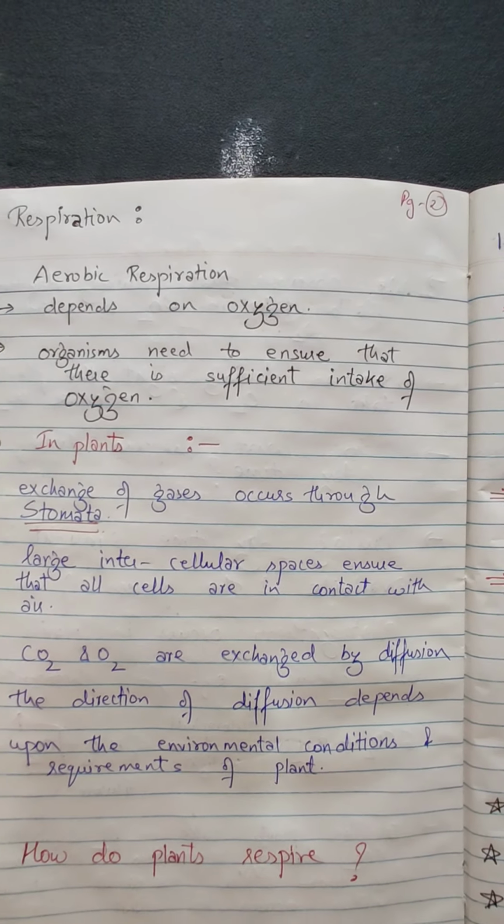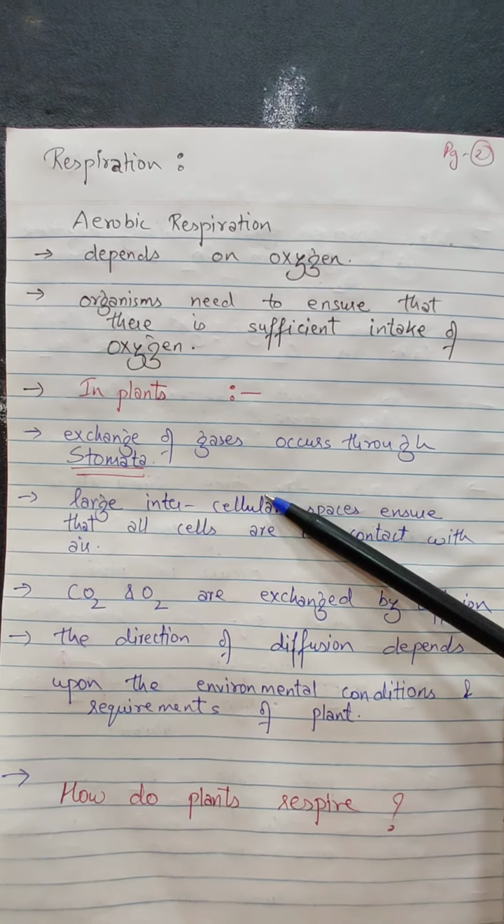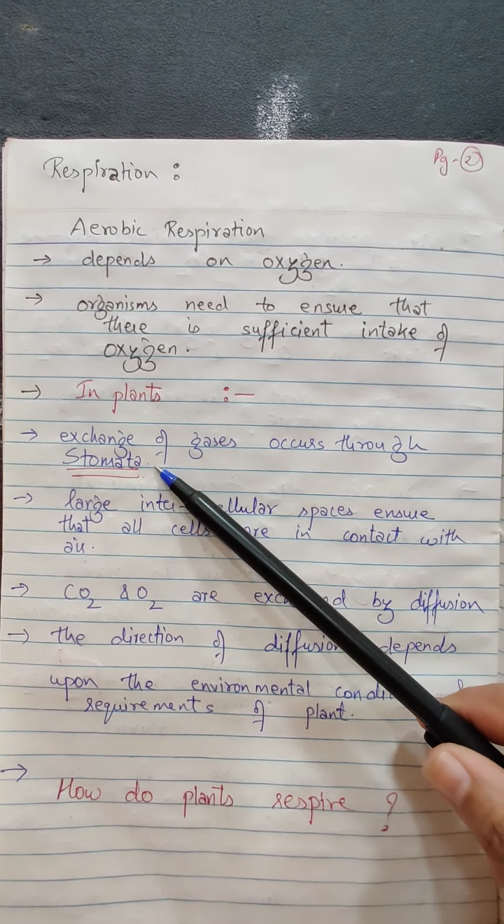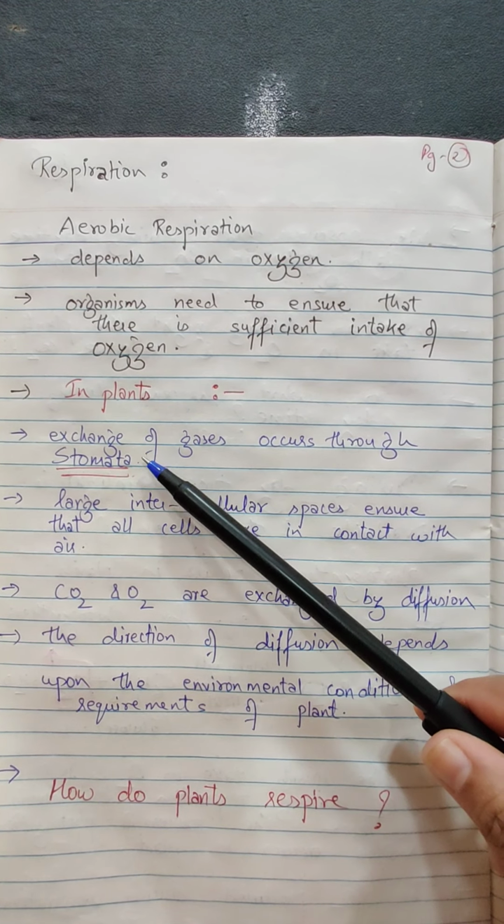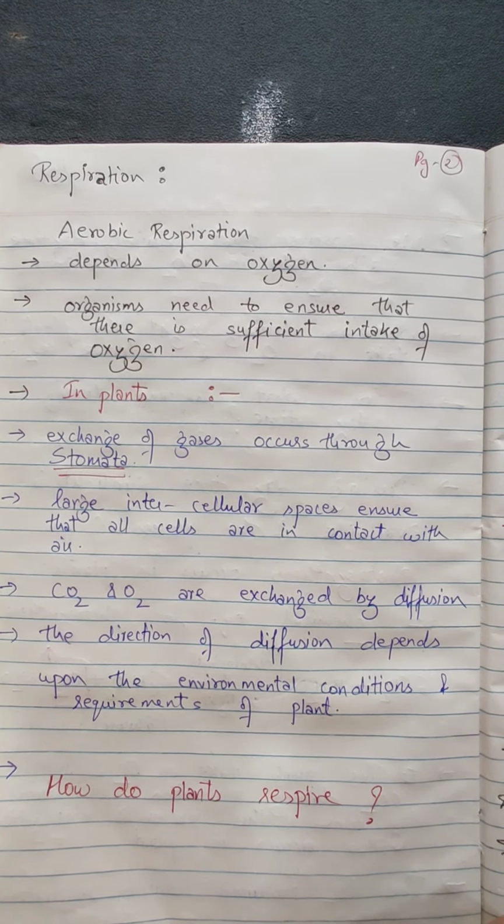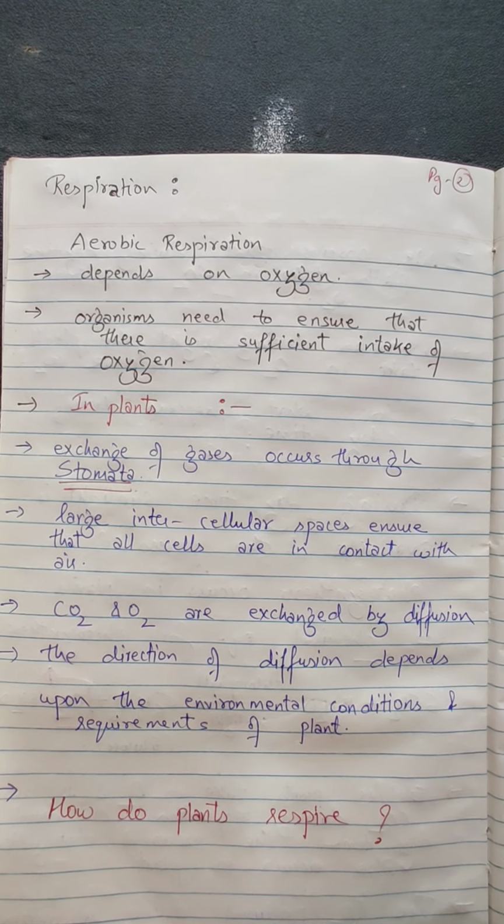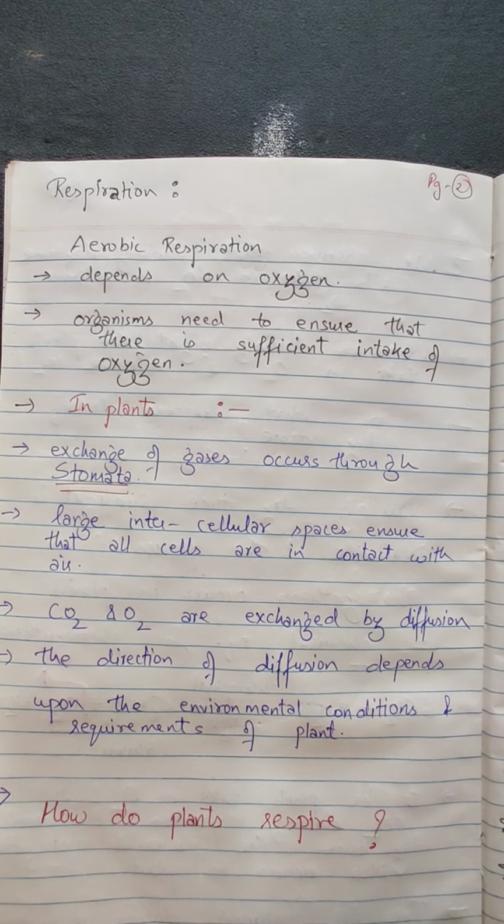So in plants, the exchange of gases occurs through stomata. The stomata are the small or tiny pore structures that are present on the aerial surface of the plants, the upper surface of the leaves.